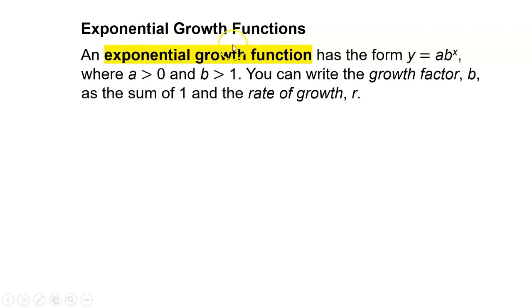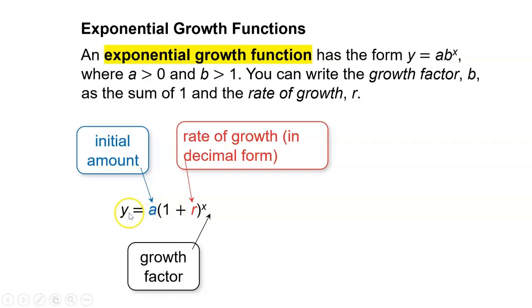Exponential growth functions. An exponential growth function has the form y = ab^x, where a is greater than 0 and b is greater than 1. You can write the growth factor b as the sum of 1 and the rate of growth r. I will explain.